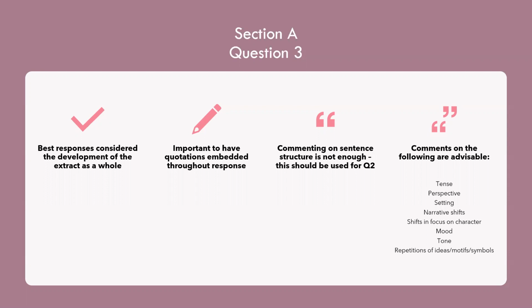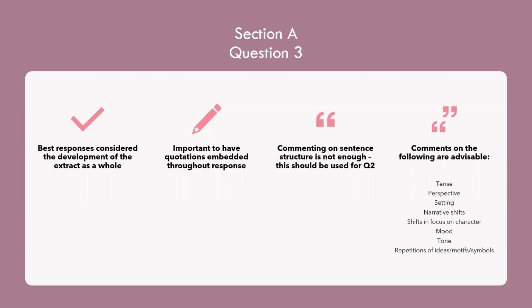Any changes in tense, so past, present, future. Any change in perspective, how the setting might change and develop, and why. Any narrative shifts, so do we move on to a different thing happening? And we certainly do in this one that you did. And why does that happen? Is there a shift in focus on character, a shift in mood and tone? Again, those things certainly happen in the extract that you'd have looked at for this paper. There's definitely shifts in tone and mood and events that happen.